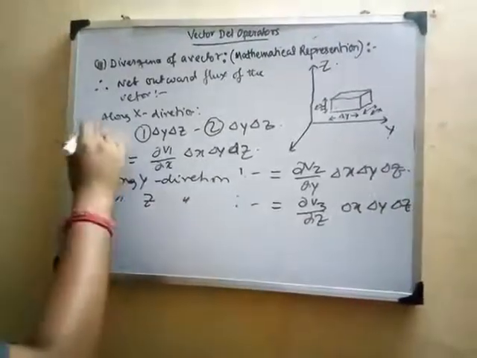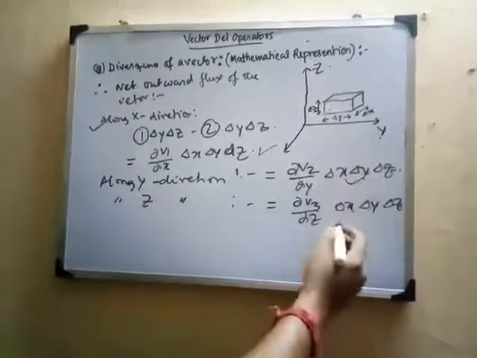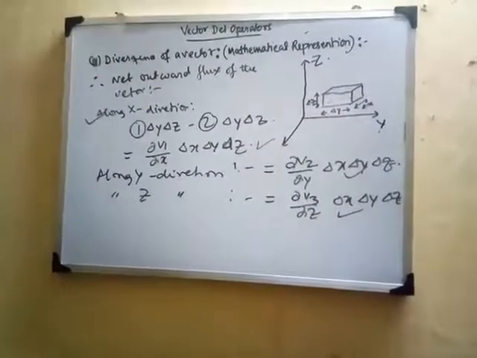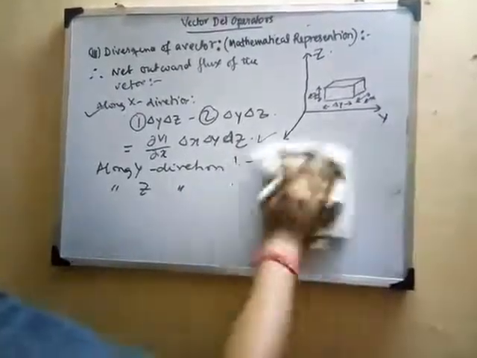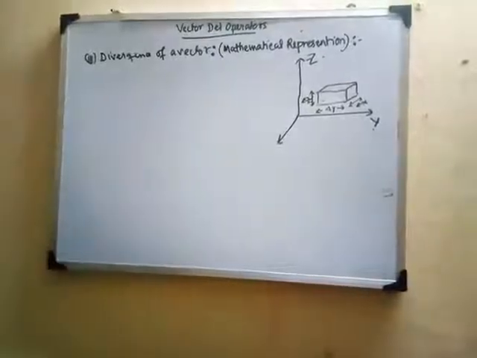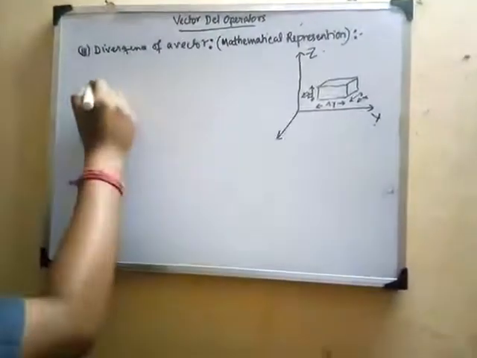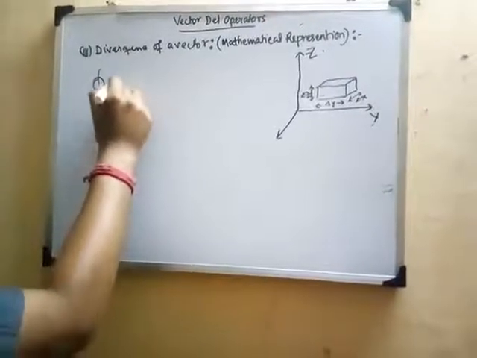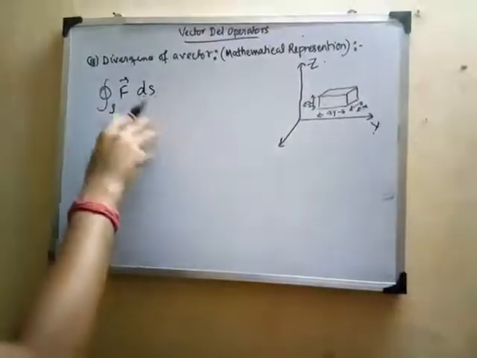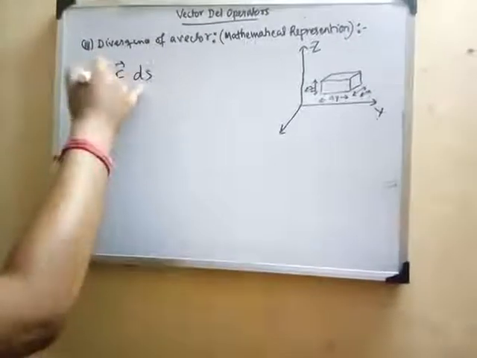So along the x direction we have found this, along y we got this, along z we got this. So we will simply add the total function along x, y, z, the whole thing, to get the net outward flux through all the directions. This will be the closed surface integral of the function F·dS. Why am I writing this? Because this represents the outward flux through all the directions, since this is a closed surface.